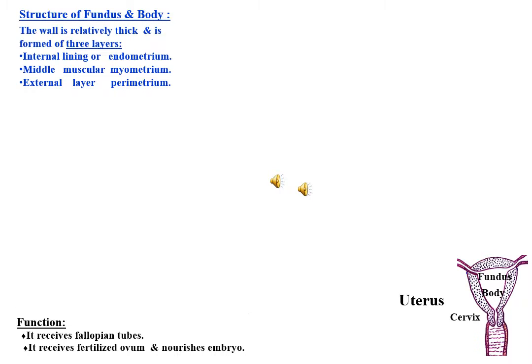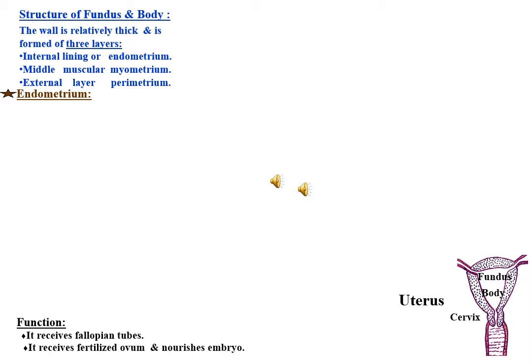Structure of fundus and body: the wall is relatively thick and is formed of three layers. The internal lining or mucosa is called endometrium. The middle muscular layer forms the myometrium, and the external layer is referred to as perimetrium.